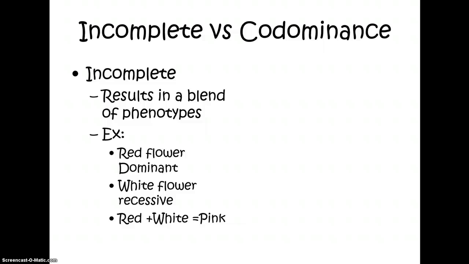So an example of that would be if we had a red flower that's dominant that crosses with a white flower and that white color is recessive. Okay, so that red and that white combine, and if they've got incomplete dominance, you're going to see something new. You're going to see something pink. Okay, with Mendelian genetics, you would have seen either a red flower or a white flower, because that is complete dominance.